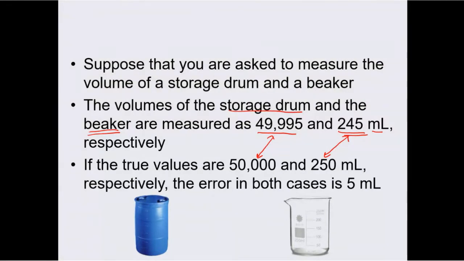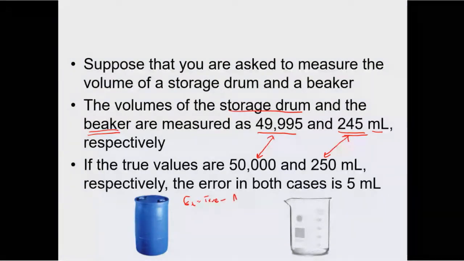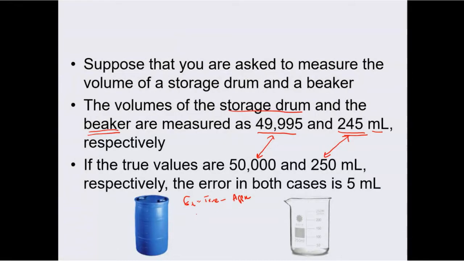250 ml, and you are asked to find the true error, then the true error is the true value minus the approximate value. So for the drum, it's going to be 50,000 minus 49,995, which is 5 ml. And here it's going to be 250 minus 245, which is also 5 ml. So in both cases, we see that the true error is 5 ml.